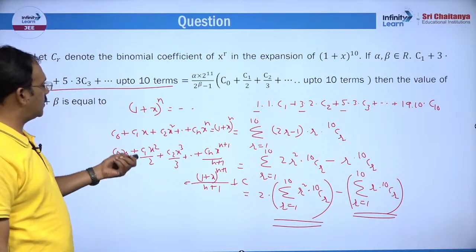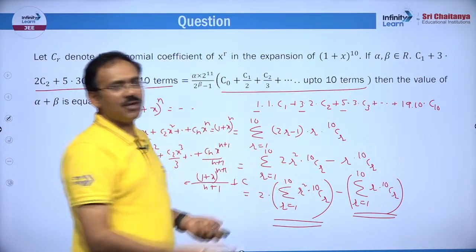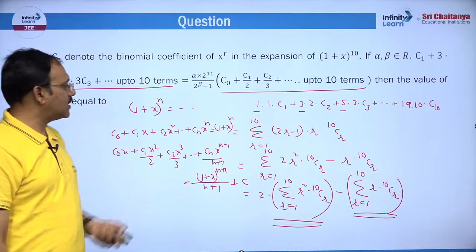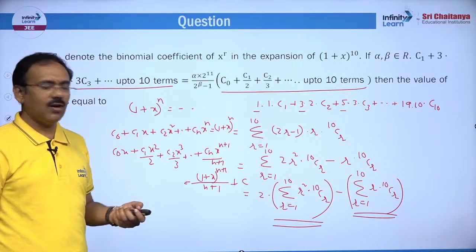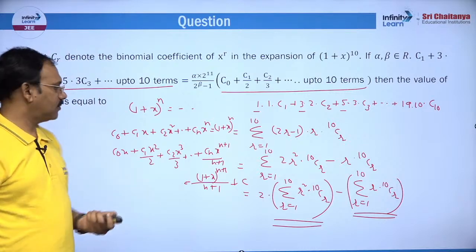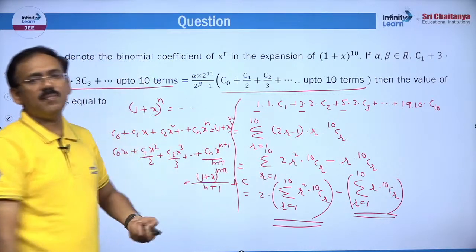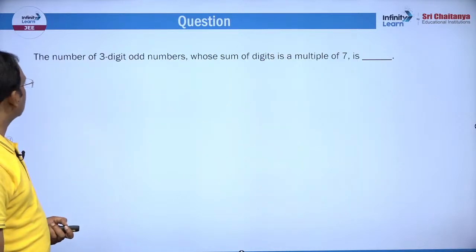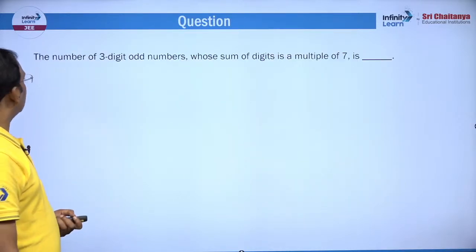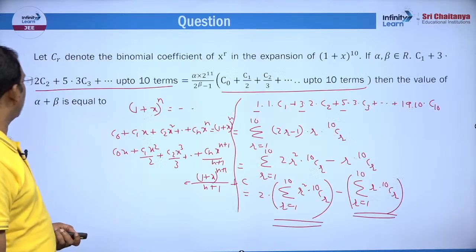Now, then put x is equal to 1, you will get the value of this expression. Now, you can find the value of alpha. That is the idea of this problem, friends. So, this is a combination of binomial coefficients, two problems. This is a combination of, so I can say 1, 2, 3, 3 problems combination it is. Okay. Fine, friends. Yeah, see, number of 3 digit odd numbers whose sum of digits is a multiple of 7.